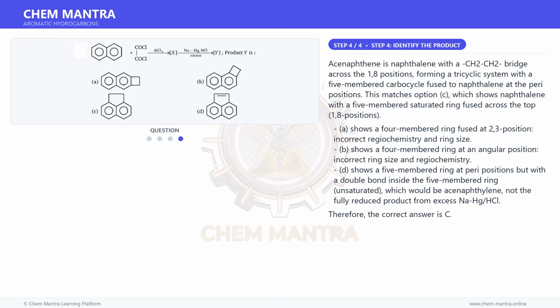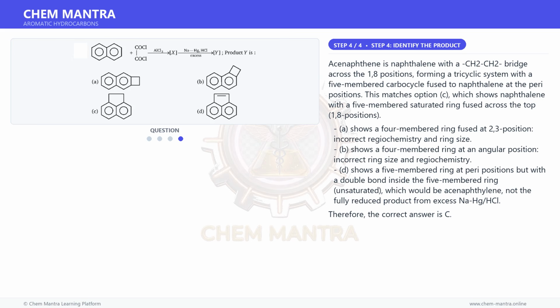And for the final step, acenaphthene is naphthalene with a CH2-CH2 bridge across the 1,8 positions, forming a tricyclic system with a 5-membered carbocycle fused to naphthalene at the peri positions. This matches option C, which shows naphthalene with a 5-membered saturated ring fused across the top 1,8 positions.